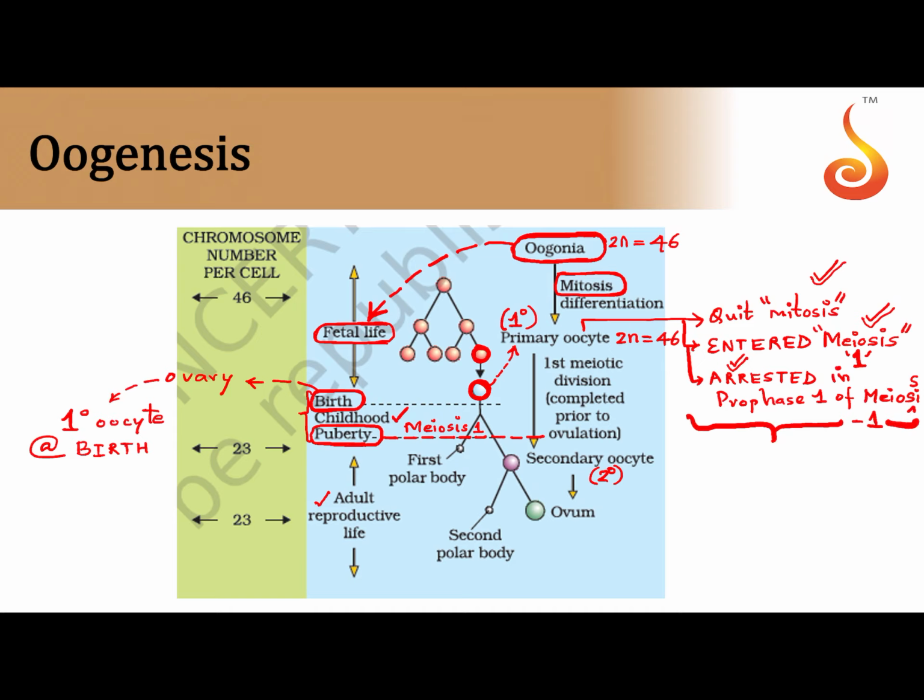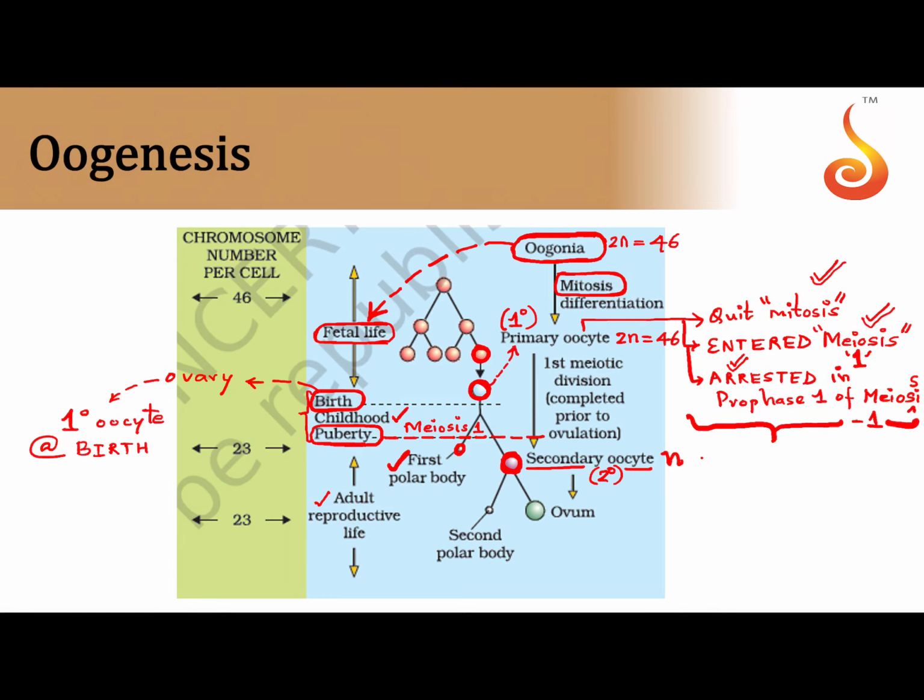So when does the primary oocyte complete meiosis 1? At puberty. And notice how it forms a tiny daughter cell and a larger daughter cell. The tiny daughter cell is called the first polar body. Why is it so tiny? Because it retains very little cytoplasm. The other daughter cell is a larger one, called a secondary oocyte. What division occurred to give rise to these two daughter cells? Meiosis 1.